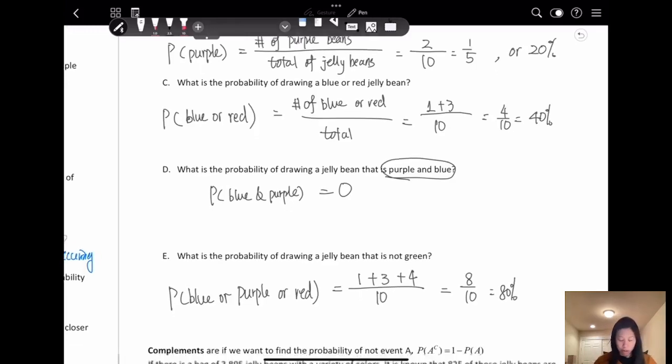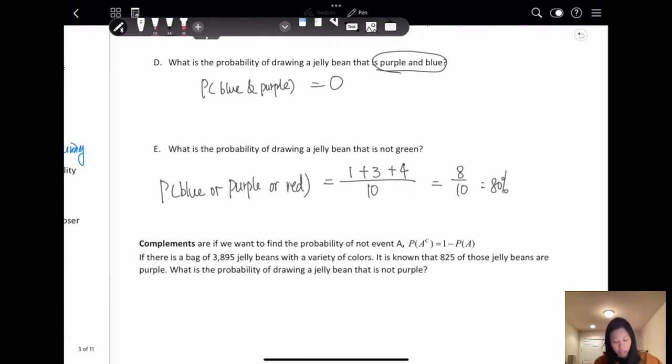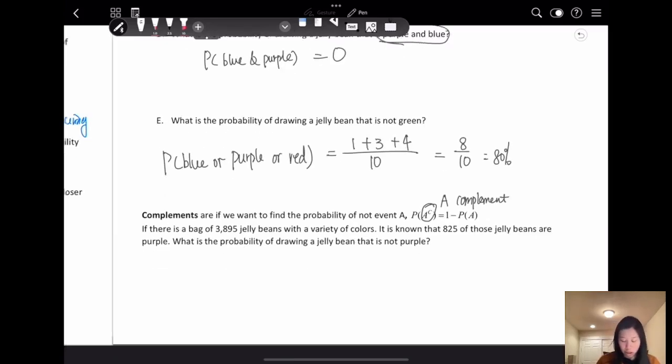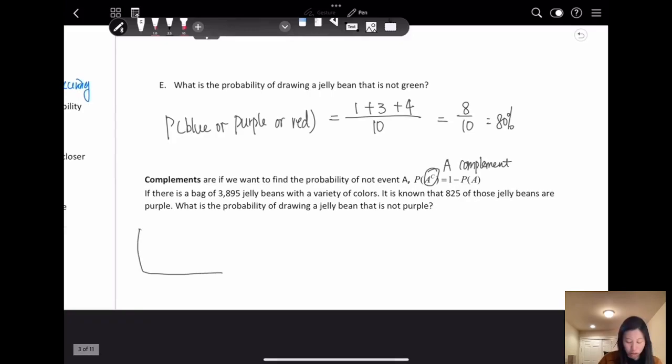Okay, complement. If we want to find the probability of not event A, we use the symbol A complement. It reads A complement, with a little c. So we use 1 minus the probability that event A occurs. So if there are 3,895 jelly beans with a variety of colors, and it is known that 825 of those jelly beans are purple, what's the probability of a jelly bean that is not purple?